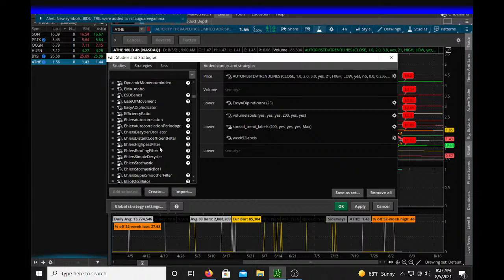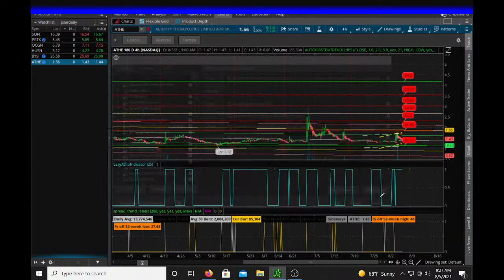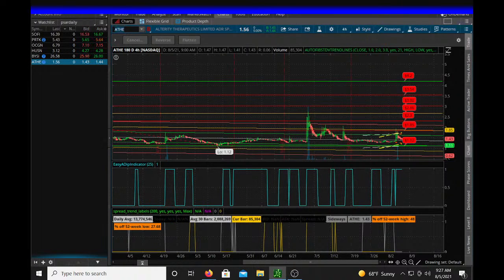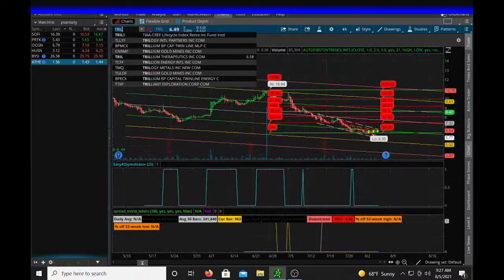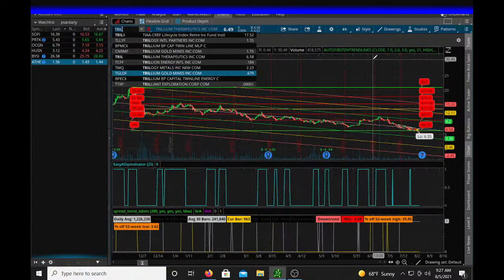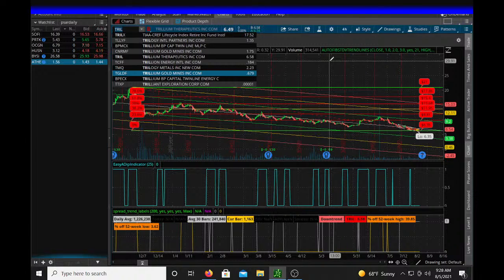AMRN, Baidu, and Trill. Okay, so Baidu is popping up on several lists. And let's go check out TRIL, because we are going on to, this is Trillium Therapeutics, and they are, let's see, there's lots of trilliums. Interesting.